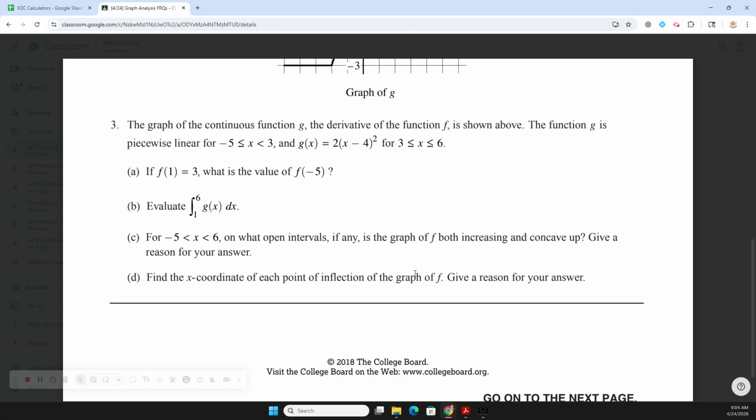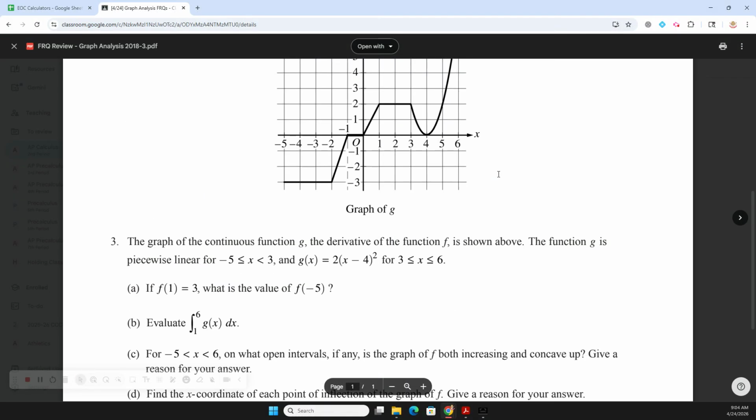Okay. And then on this one, we want to know for -5 to 6, what open intervals, if any, is the graph of f both increasing and concave up? And we're going to give a reason. So what we have is the graph of g. So just a reminder, and I probably would write it again, I would write that g is equal to f prime. My iPad is on my last nerve.